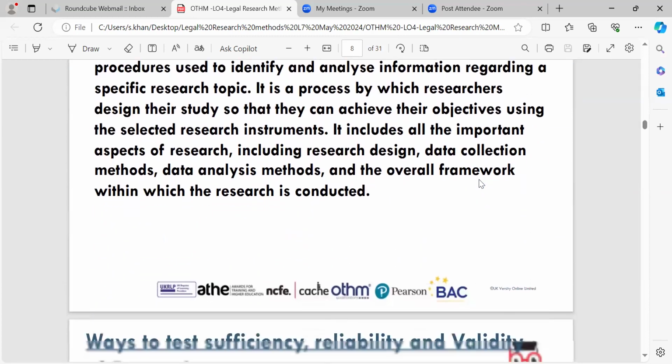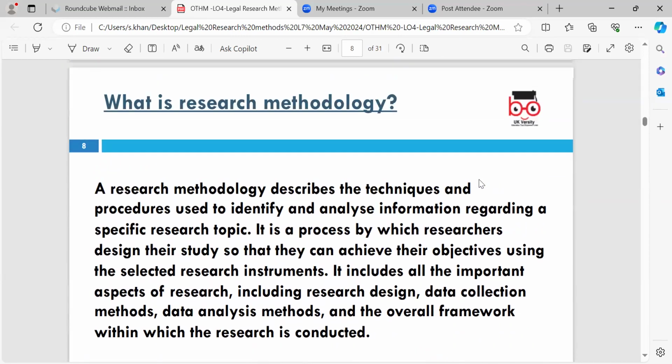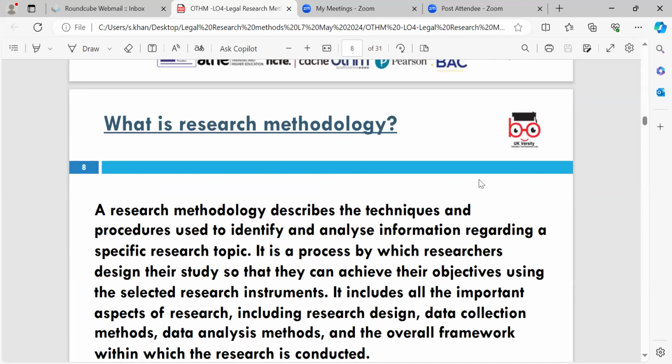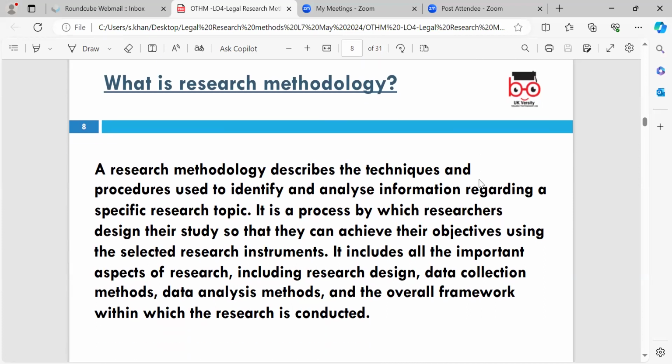What is research methodology? A research methodology describes the techniques and procedures used to identify and analyze information regarding a specific topic area, as we mentioned. It is a process by which researchers design their studies so they can achieve their objectives using the selected research instruments. So it includes all important aspects of research, including research design, data collection, data analysis. So it's literally the framework of everything. So you need to be able to look at that in more detail and analyze the methods and what is conducted.